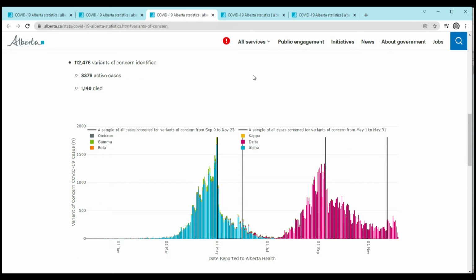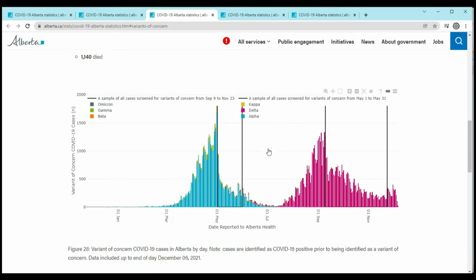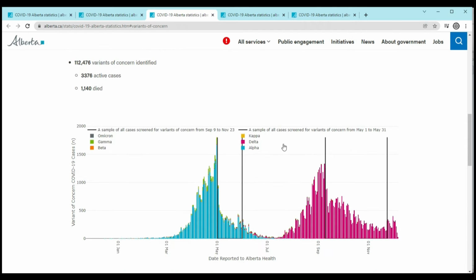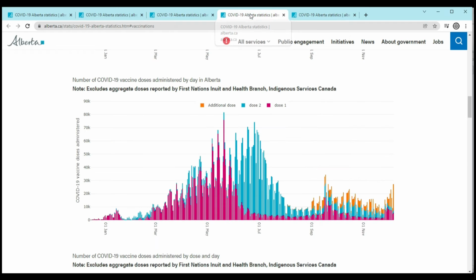Now let's talk about variants of concern. Of course, Omicron means small o in Greek, right? So 112,476 variants of concern have been identified. Yet this chart only shows Omicron, Gamma, Beta, Kappa, Delta, Alpha ones. I want to focus on the variants of concern here for a second, because they do have a data chart that you can download.